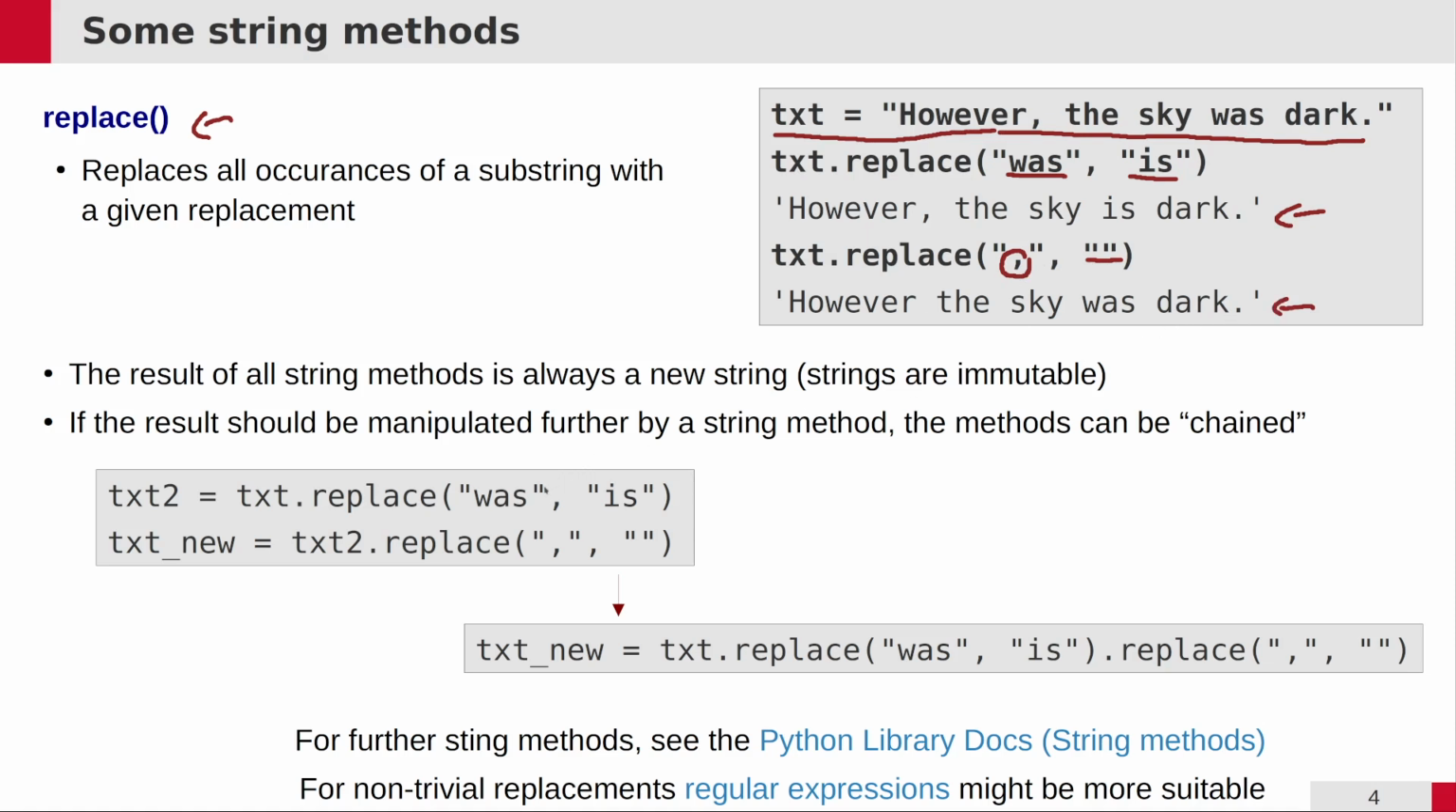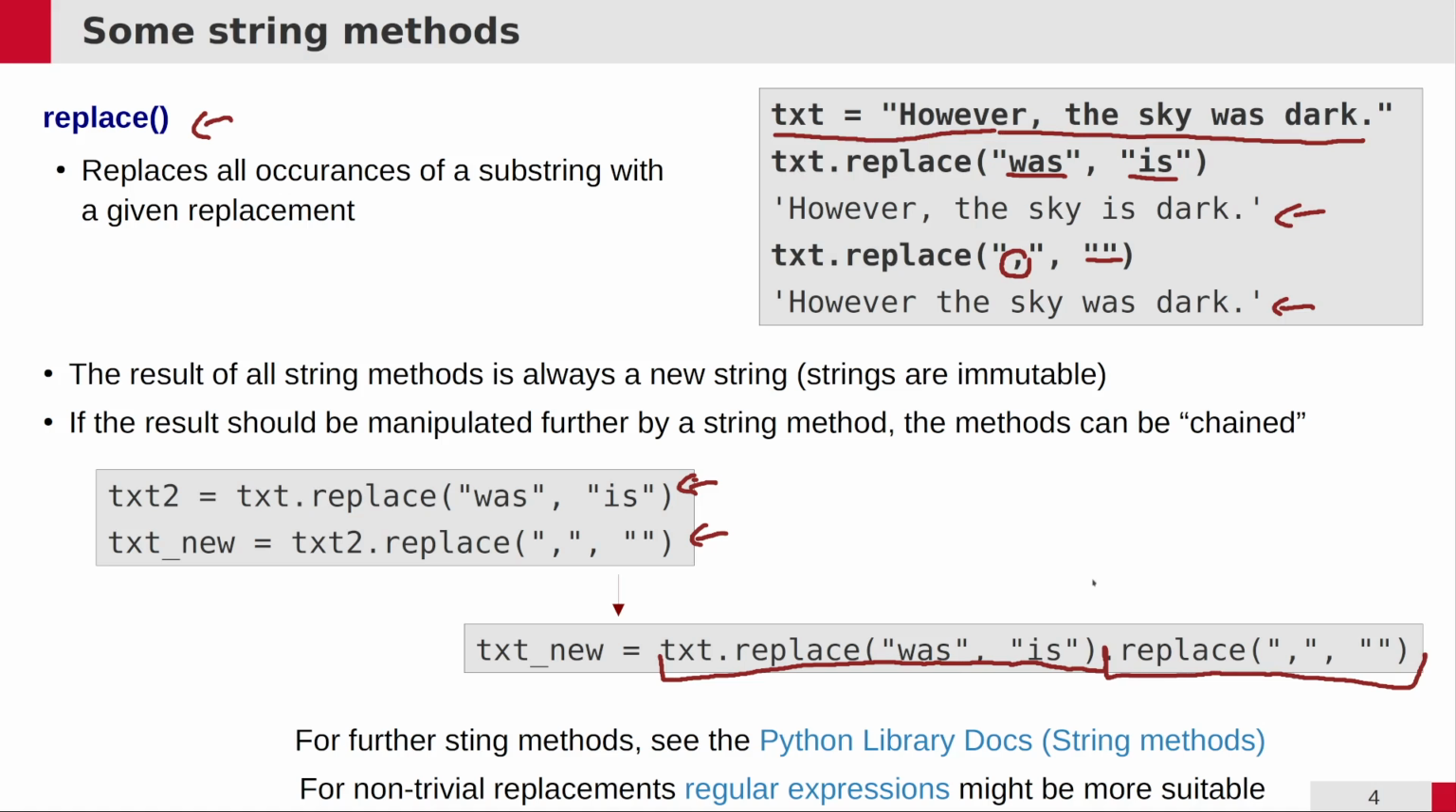Good. Sometimes you want to apply different string methods after each other. So let's say you first replace was with is, as it is here. And then in the result which you get, you want to replace every comma with nothing. And this is something you can chain. So basically you can say I take txt, then I'm using the replace method, which replaces was with is, and the result is a string. And on this resulting string, I would like to apply the dot replace method again, replacing the comma. So this is called chaining of methods.